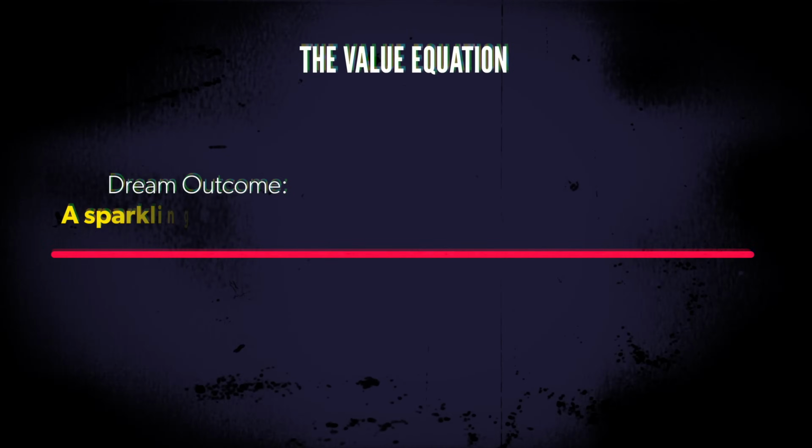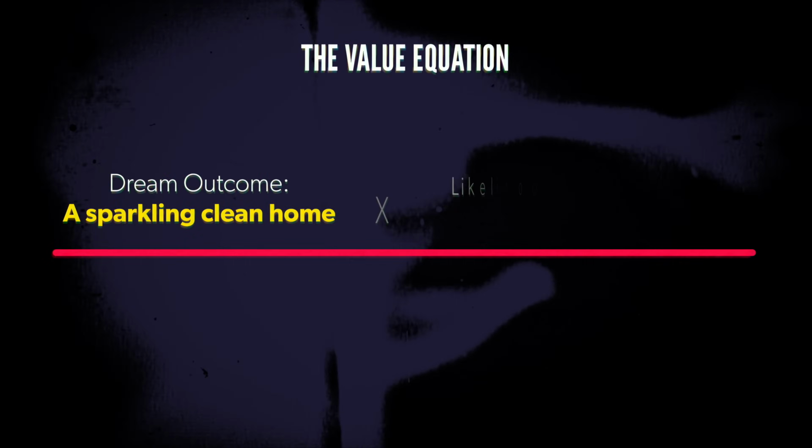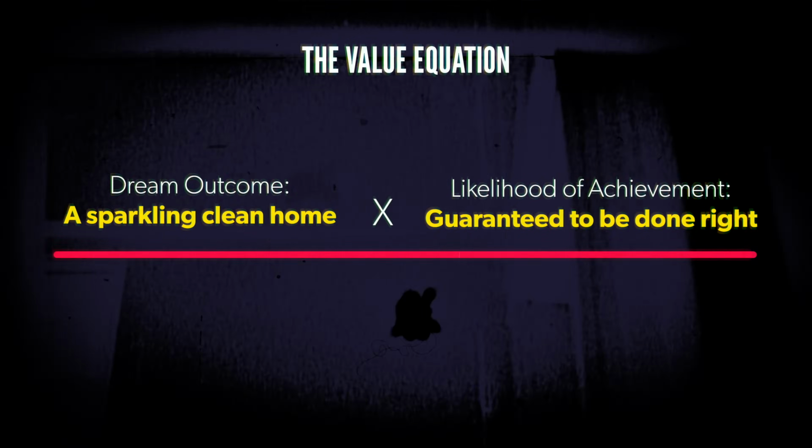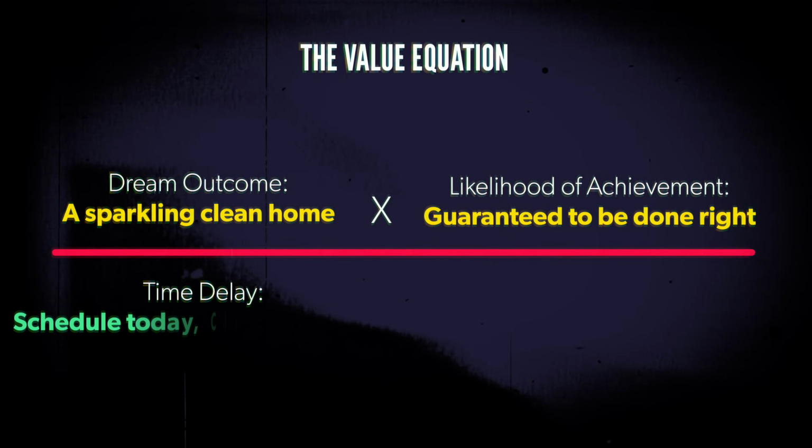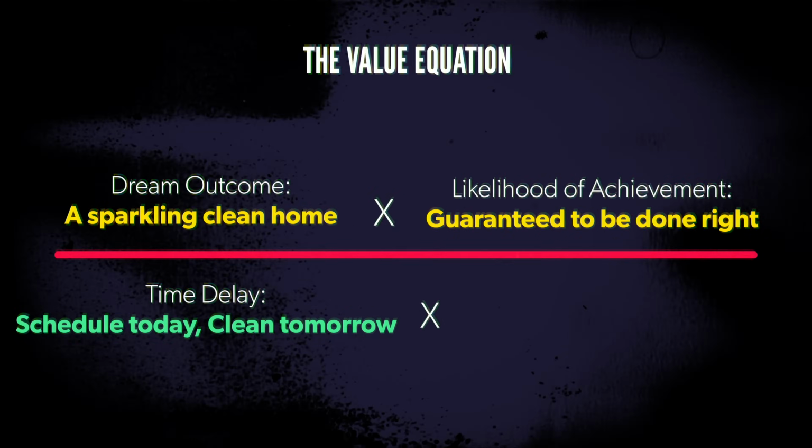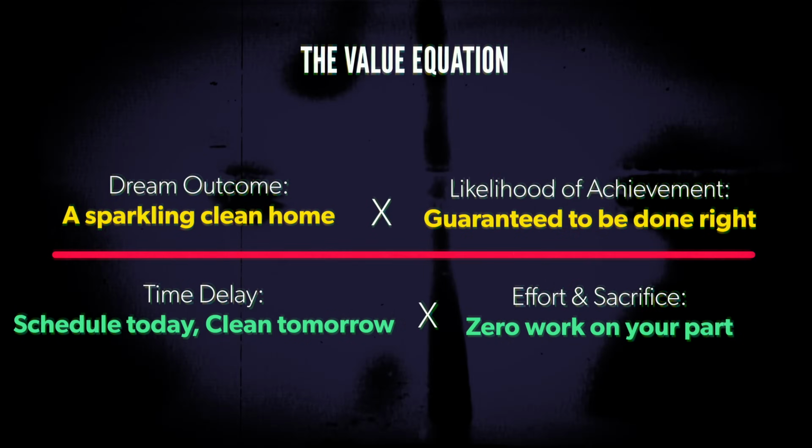So this business may have filled out their value equation like this. Dream outcome, a sparkling clean home. Likelihood of achievement, guaranteed to be done right. Time delay, scheduled today, clean tomorrow. Effort and sacrifice, zero work on your part. Now, all they really need to do is write this out in a few sentences.